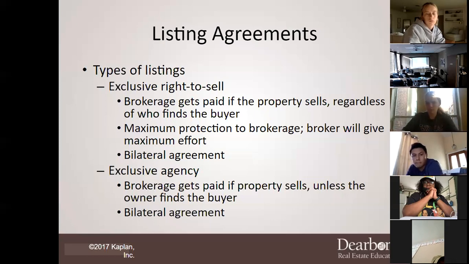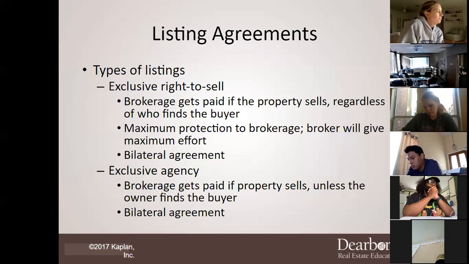And what that helps is how we were talking about everybody putting a sign out in your front yard. It stops that. If I have an exclusive right to sell listing with you, and I go put a sign out front, that is my property to sell, or the brokerage's property to sell, and nobody else can come put their signs out.